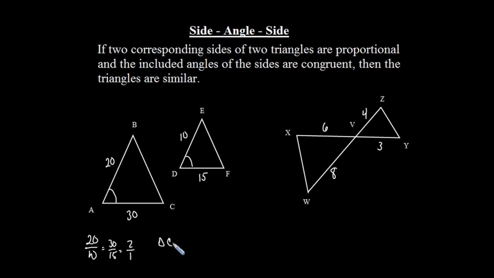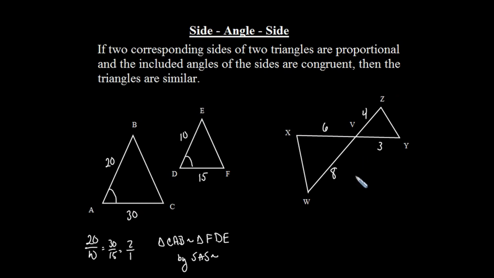And so let's try triangle CAB, just to mix it up a little bit, and triangle FDE, again paying attention to our corresponding angles being listed in the same order in our similarity statement. And then we would say by side-angle-side similarity.